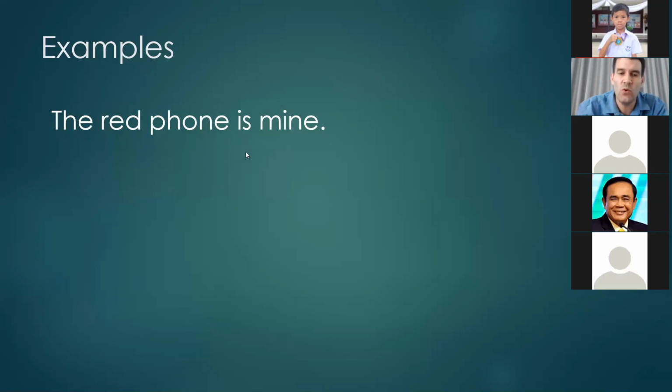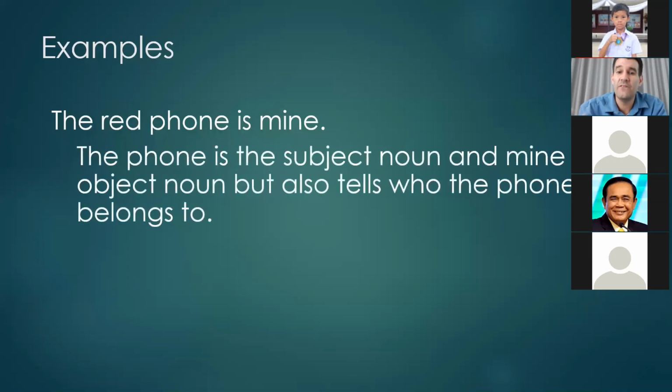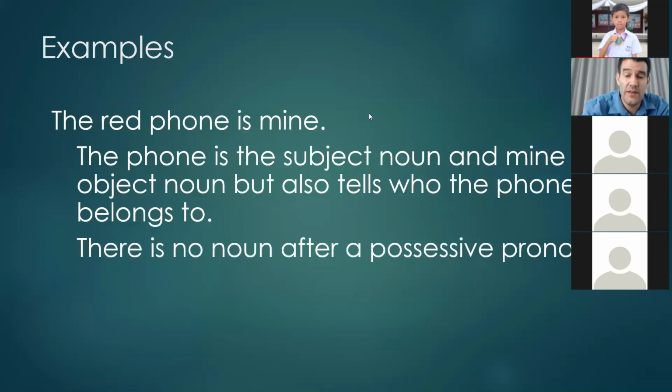So the red phone is mine. I'll go through this a little bit as an example. The phone is a subject noun, and mine is an object noun, but also tells you who it belongs to. Okay? So there is no noun after a possessive pronoun. It is already a noun.